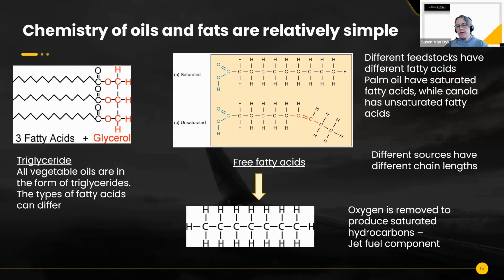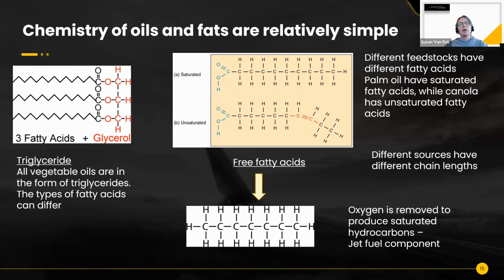But when you hydrotreat it to make a renewable diesel or SAF, then this becomes propane. So you produce these long chains and you produce propane. And when we look at different sources of these oils and fats.